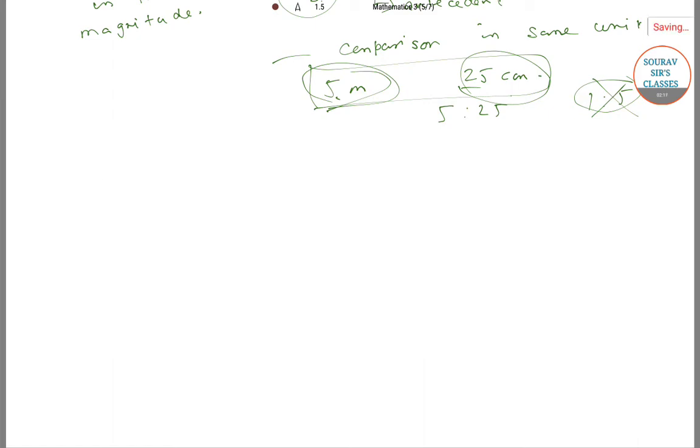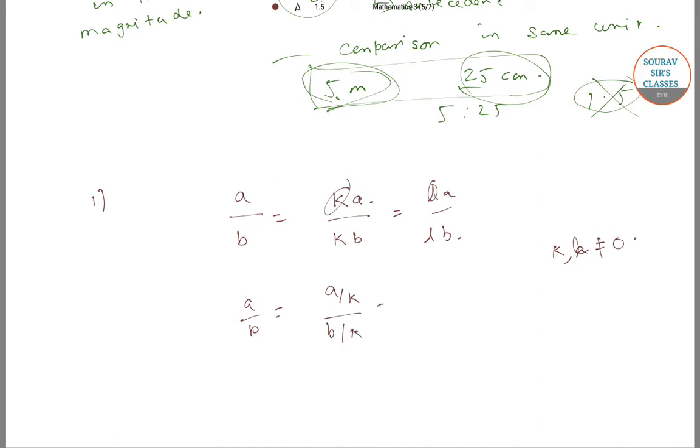Now there are some properties of ratio. The first property is that the value of a ratio does not change when the numerator and denominator both are multiplied or divided by same quantity. Now suppose we have a ratio A divided by B, then this is equals to Ka by Kb, which is equals to La by Lb, and so on, where K and L are some positive or negative number, but not equals to 0. Similarly, A by B is equals to A by K divided by B by K. This is equals to A by L divided by B by L, where L and K are not equals to 0.